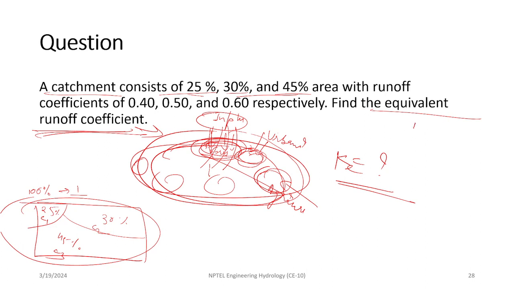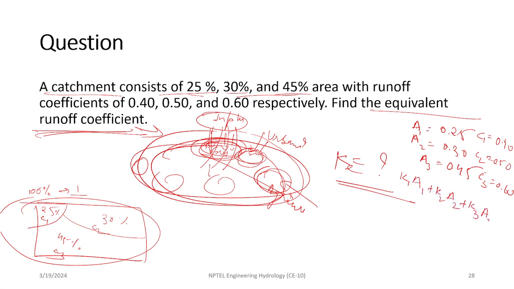So here I'm writing A1 as 0.25, A2 I'm having a value of 0.30, then A3 I'm having a value of 0.45. For all these areas, I'm having runoff coefficients. So C1 is 0.40, C2 is 0.50, then C3 is 0.60. Now if I want to compute the equivalent runoff coefficient, it will be C1 A1 plus C2 A2 plus C3 A3, divided by the total area, so A1 plus A2 plus A3.